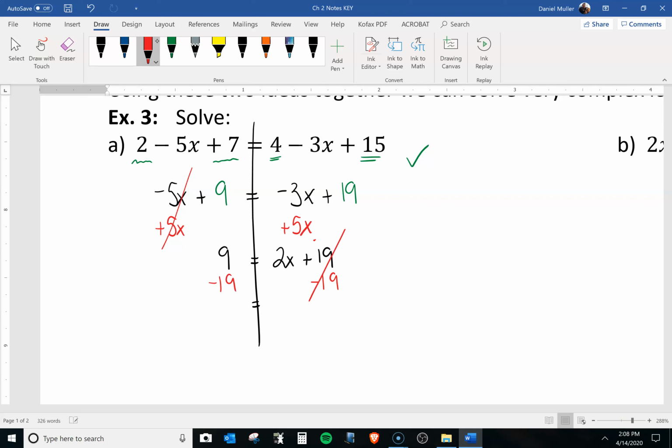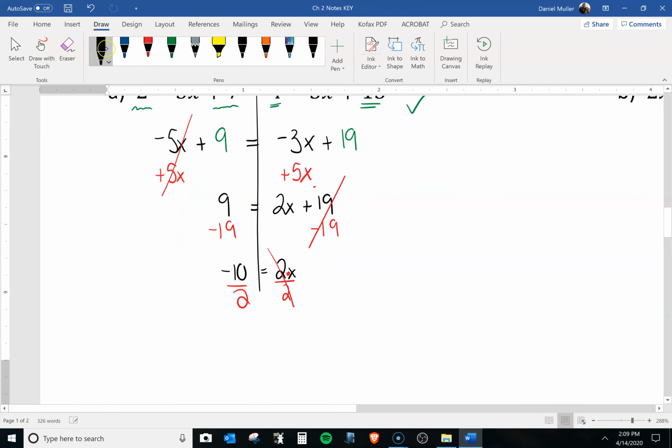19 minus 19 is 0, so those are gone. On the right side, you got the 2x. On the left, you've got a negative 19 and a positive 9, which is a negative 10. And then lastly, this is a times by 2, so you will divide by 2 and divide by 2. So that's gone, meaning x is equal to negative 10 over 2, which is negative 5.